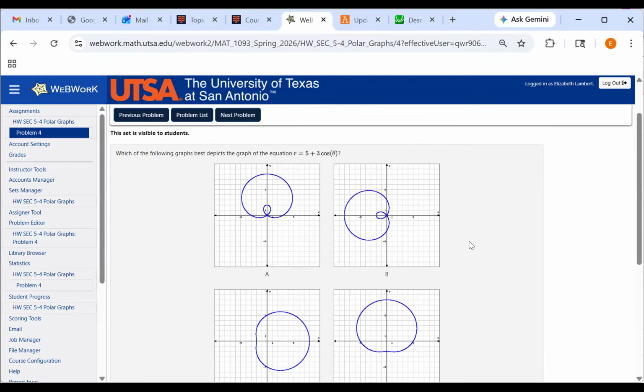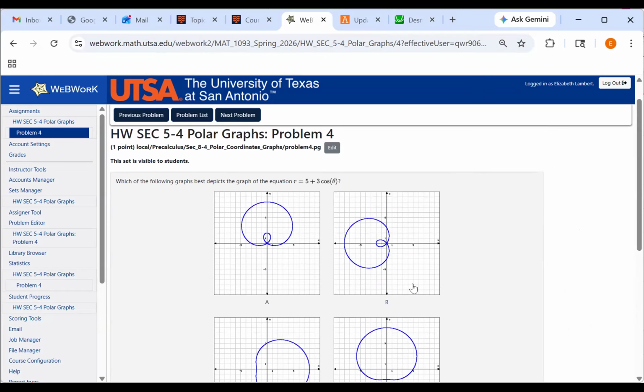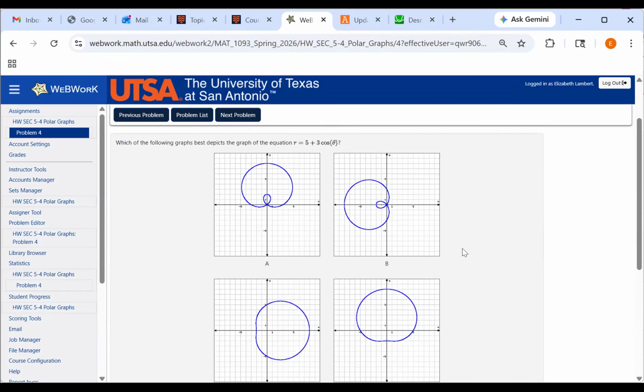All right, so our next one, limaçon with a loop or without a loop. So it's probably B or C because a cosine graph is top-bottom symmetric. It's probably B.